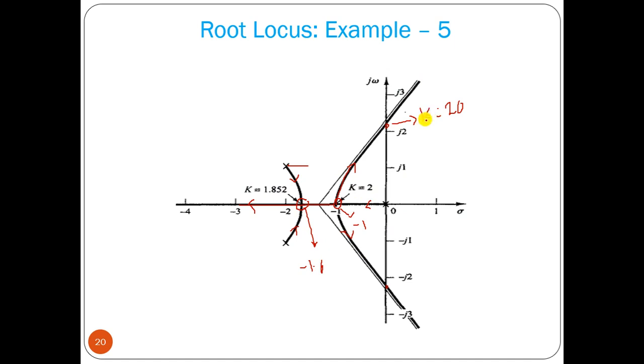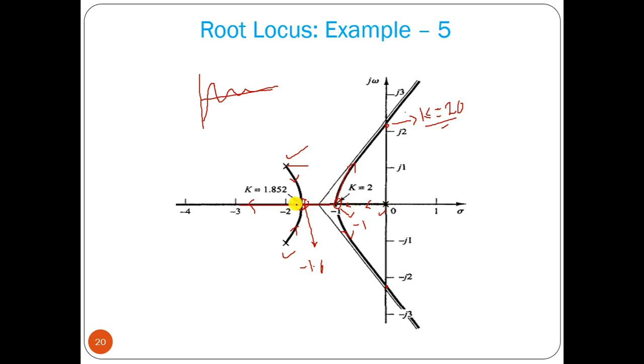When K is less than 20, the system is stable. When K is greater than 20, unstable. K equal to 20, marginally stable. And when K equals 0, all the poles are at their open-loop locations. At that time your response must be underdamped, because we have a complex pole. Now when these 2 poles come to this breakaway point, and this pole may be somewhere here.